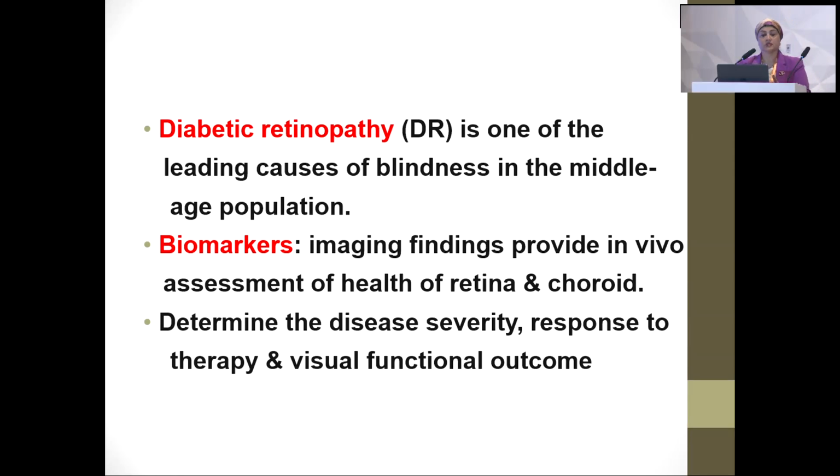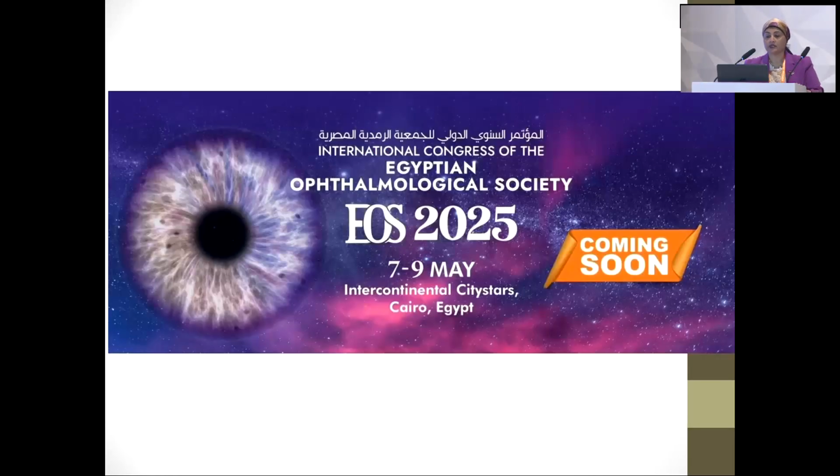As we all know, diabetic retinopathy is one of the leading causes of blindness in the middle-aged population, so we look for biomarkers in imaging, which provides in vivo assessment of the health of the retina and choroid, as well as to accurately denote the severity of the condition, response to therapy, and the visual outcome of the patient, which is important for me as a doctor and to inform the patient before any treatment protocol.